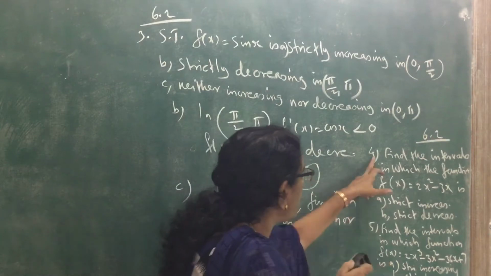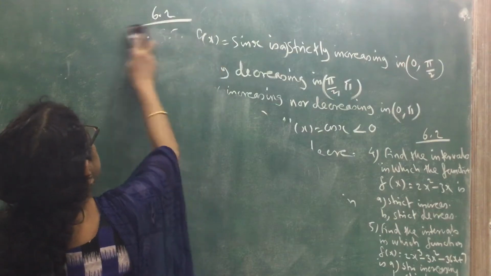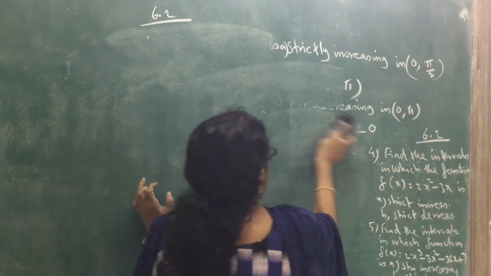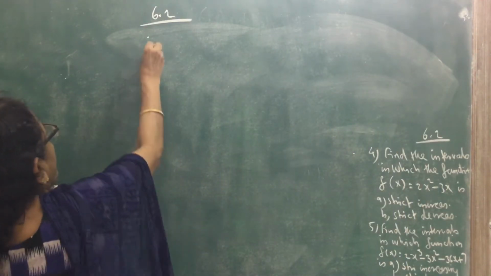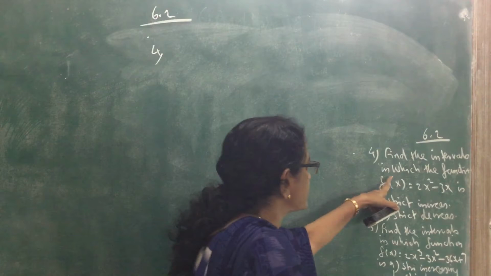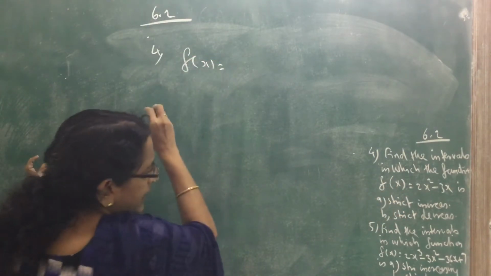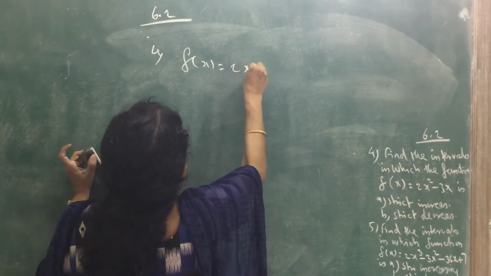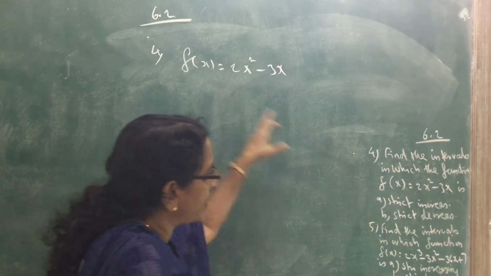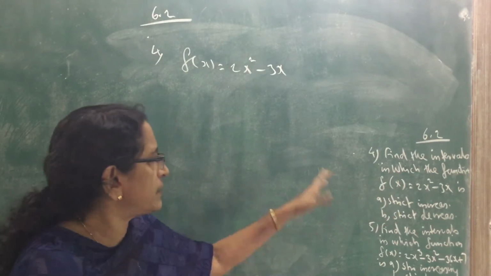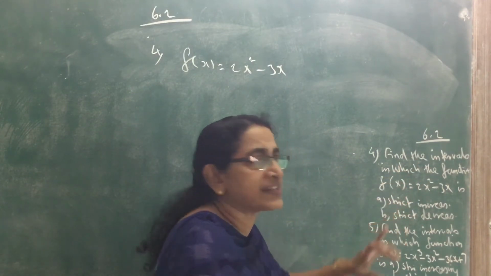Now consider question number 4. Find the intervals in which the function f of x equal to 2x square minus 3x is strictly increasing or strictly decreasing. Consider the function f of x equal to 2x square minus 3x. So we have to find the intervals in which the function is strictly increasing and strictly decreasing.